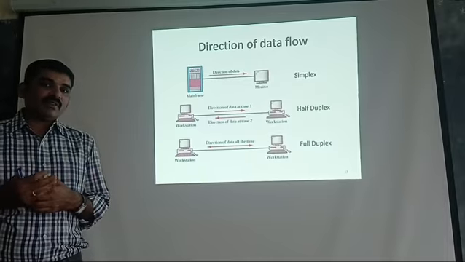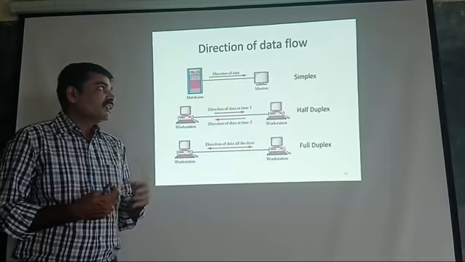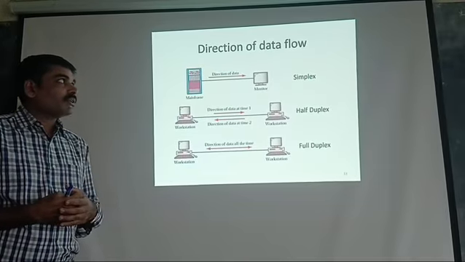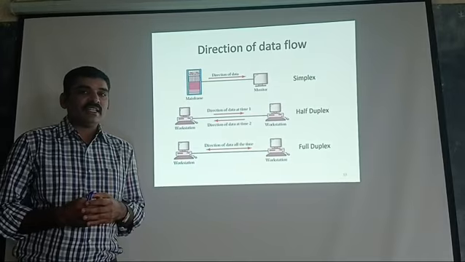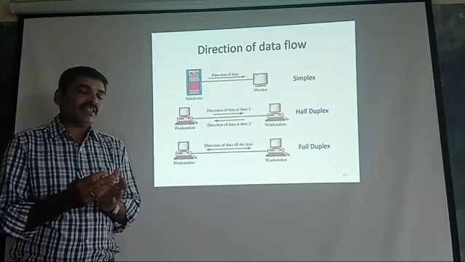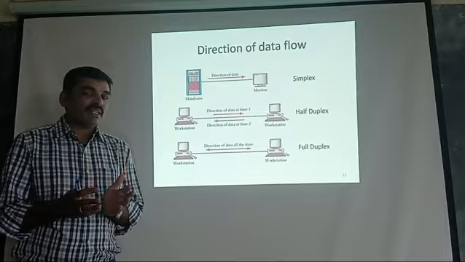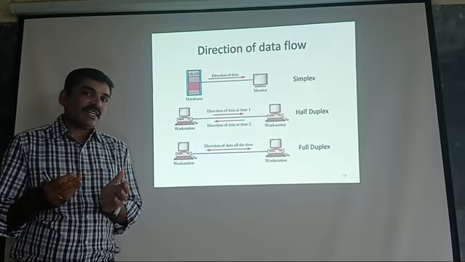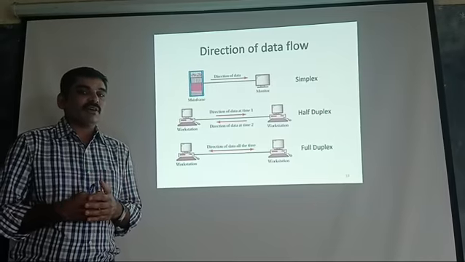So here we have different types of communication. First we are going to see how the direction of data flows. As I said earlier, to transmit information from one side to another side, there is a need for a network. So using that network, we are going to transmit the data. Transmitting the data depends upon different situations, and that is what we are going to see.